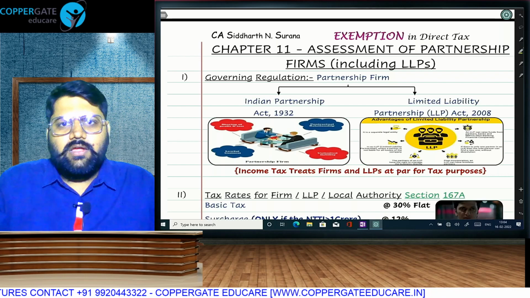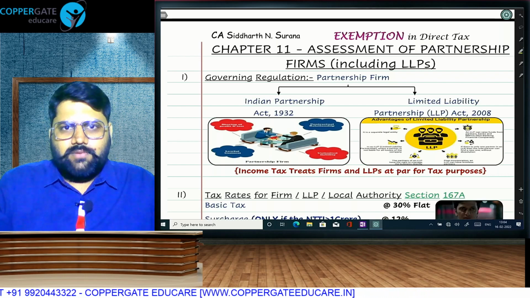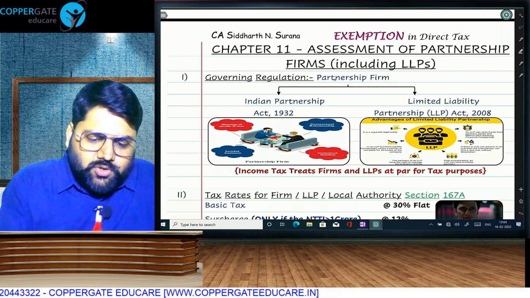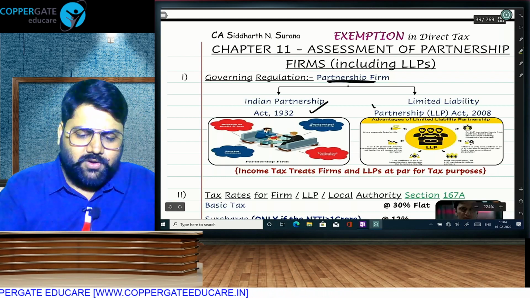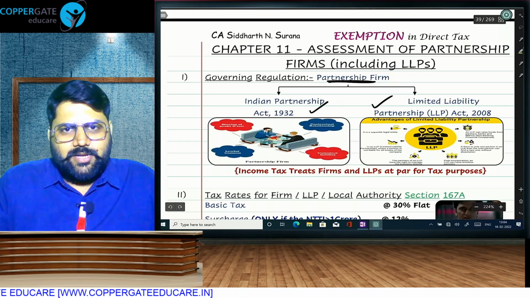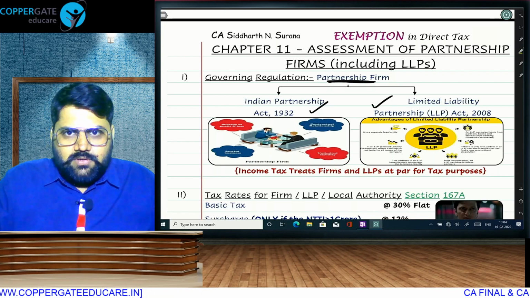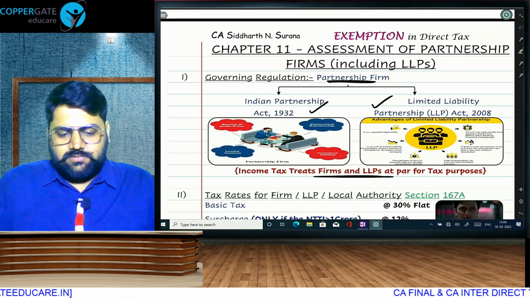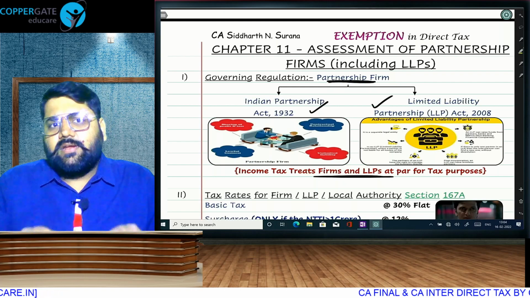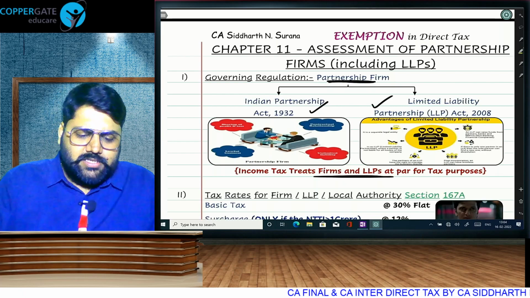So let us understand first what is the chapter assessment of partnership firms. We are talking about assessment of firms, so obviously that will include partnership firms and it will also include limited liability partnership. For tax purposes, firms and LLPs are treated as same. So income tax treats firms and LLPs at par for tax purposes, and we will be learning the tax treatment of both firms and LLPs in this chapter.